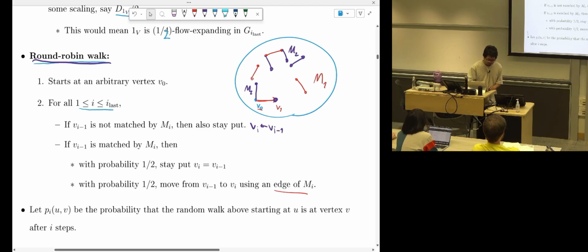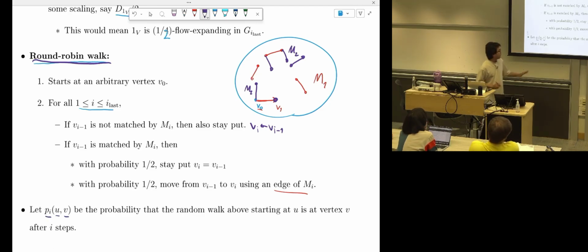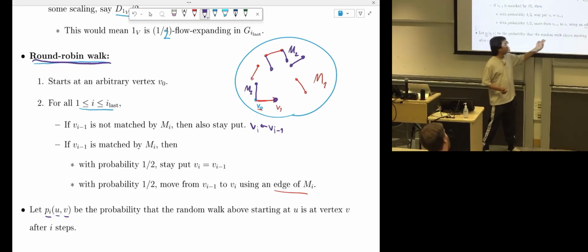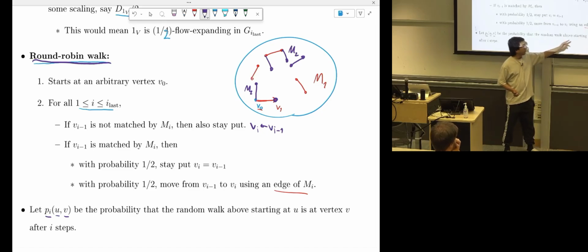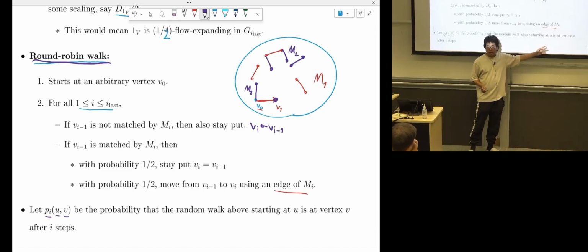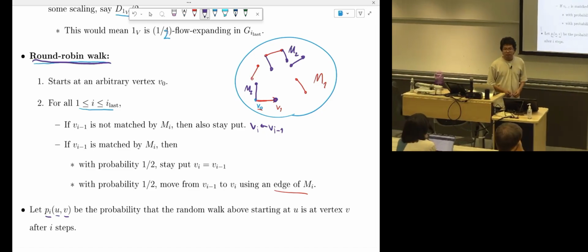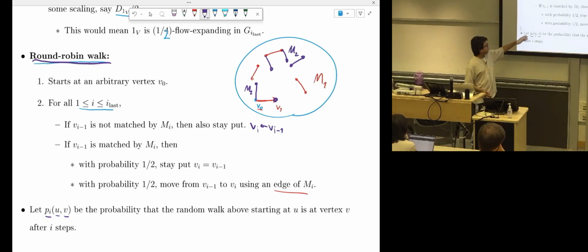So from now I'm just going to denote P_i(u,v) to be the probability that the random walk above, when you start at node u, will end at node v after i steps. This is just the probability that you do this process for i rounds, you start at u and you end at v. Okay.